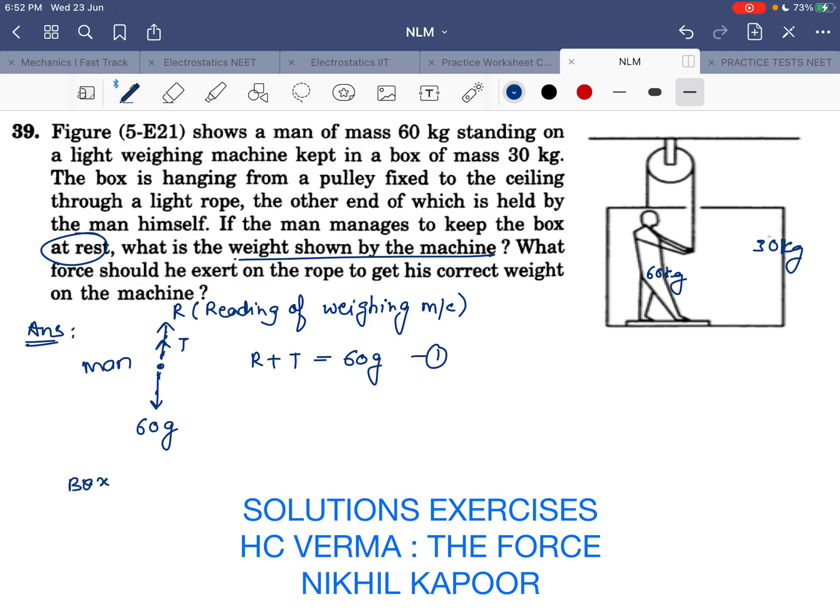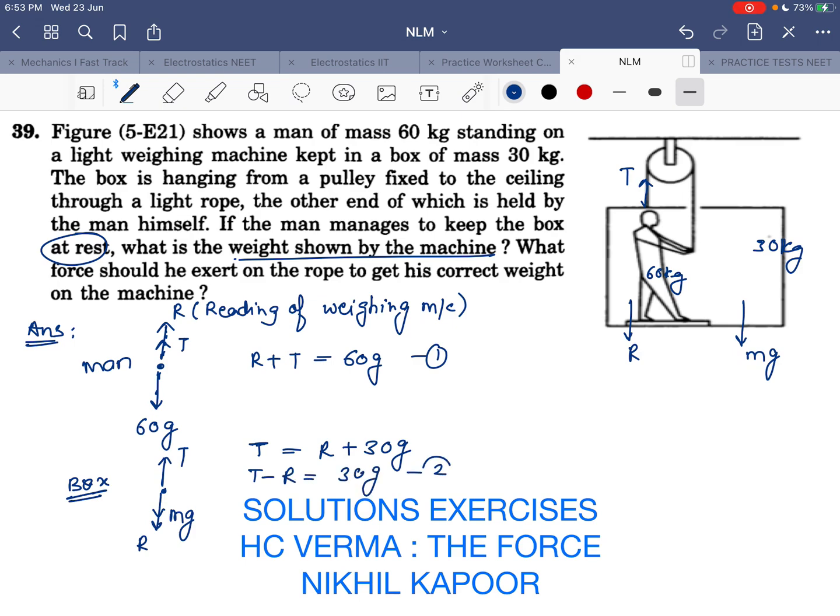Now let's draw the FBD of the box. On the box, tension is acting, the action of the man is acting, and the weight of the box is also acting in the downward direction. So these three forces are acting: tension in the upward direction, the reaction, and the weight in the downward direction. Again, the box is at rest, so T will be equal to the reaction force plus mg, that is 30 into g. On rearranging, it will be T minus R is equal to 30g, that is our equation 2.